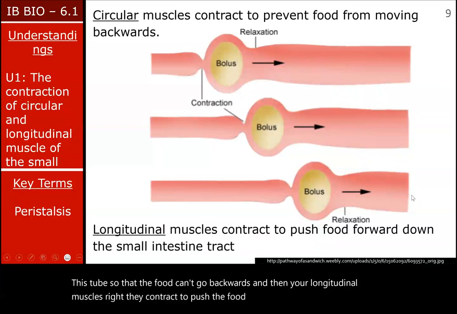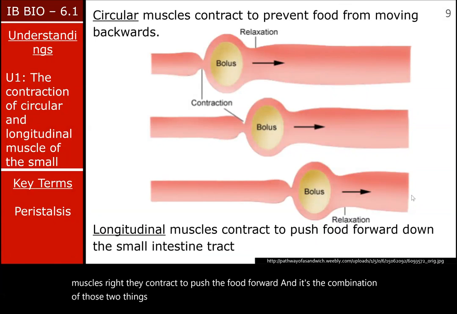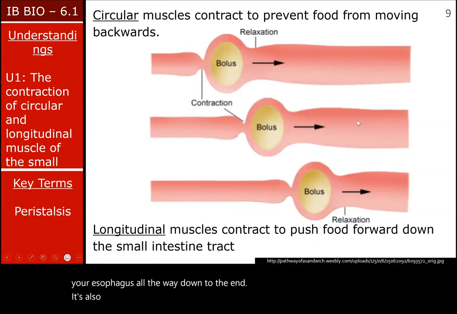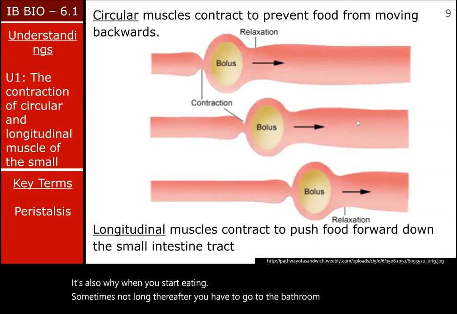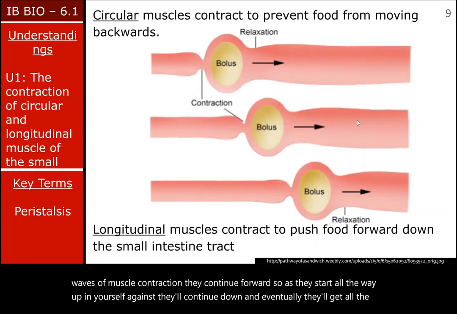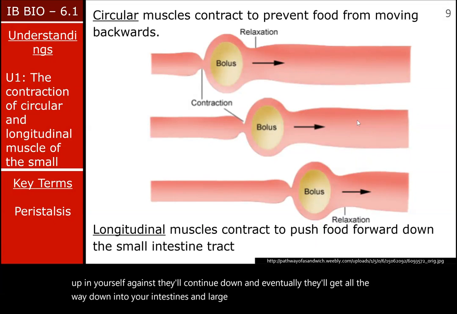And it's the combination of those 2 things that pushes food forward throughout the GI tract, starting in your esophagus all the way down to the end. That's also why, when you start eating, sometimes not long thereafter you have to go to the bathroom, because these waves of muscle contraction continue forward. As they start all the way up in your esophagus, they'll continue down and eventually get all the way down into your large intestines, which is why people tend to poop after they eat.